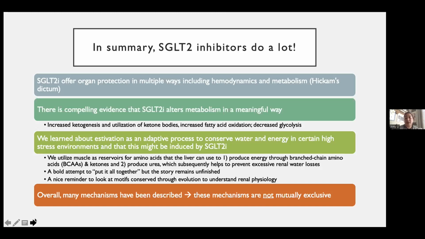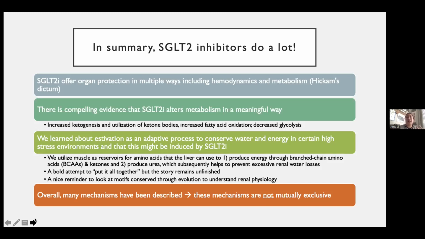I'm not totally convinced yet that this actually happens in humans. I think there's kind of nice evidence that points in that direction. But I just liked it because I thought it was a very bold attempt at trying to put all of it together and trying to look at SGLT2 inhibitors very holistically. And it was a nice reminder, especially as somebody who's interested in research, to kind of look back and appreciate these motifs that have been conserved through evolution to kind of understand renal physiology.